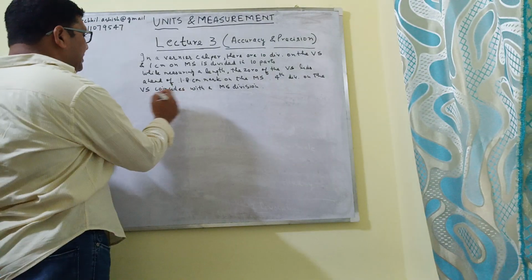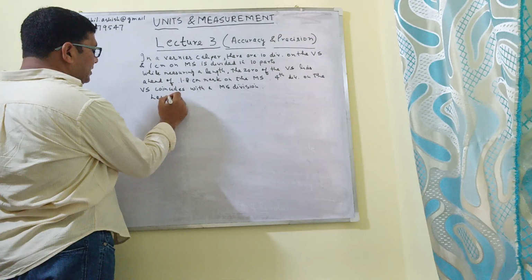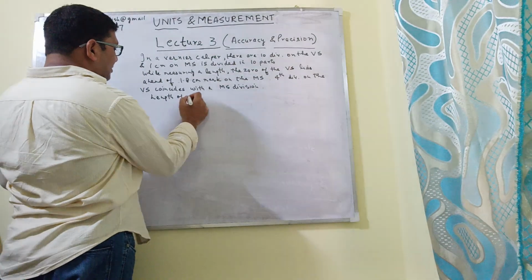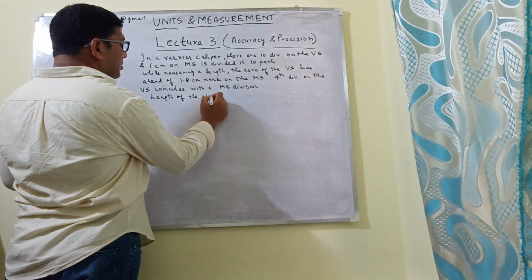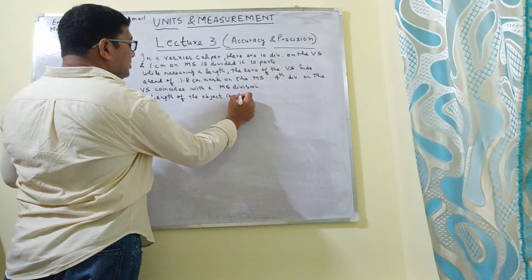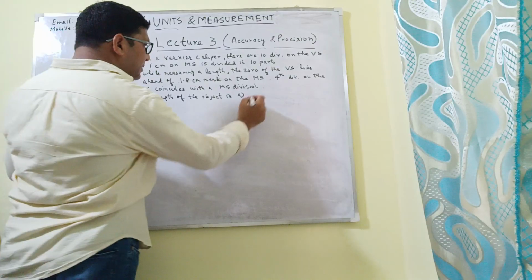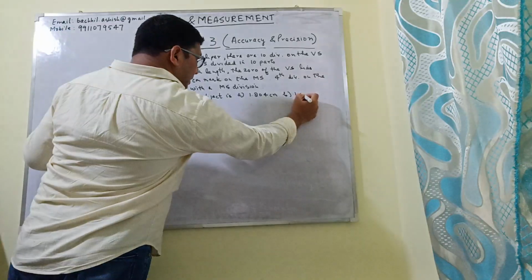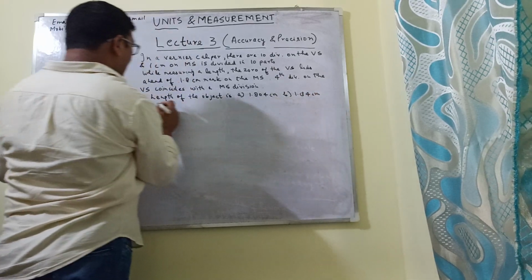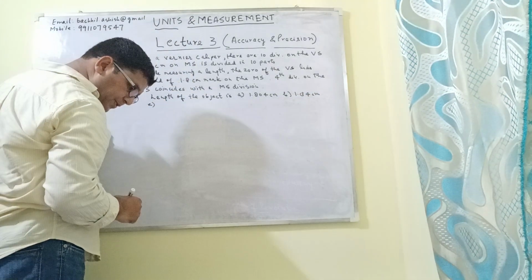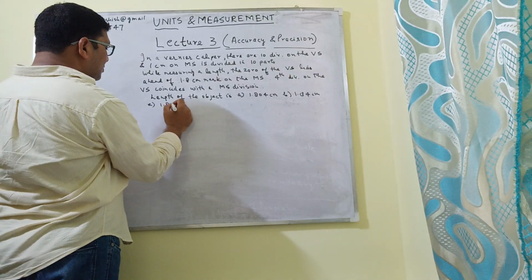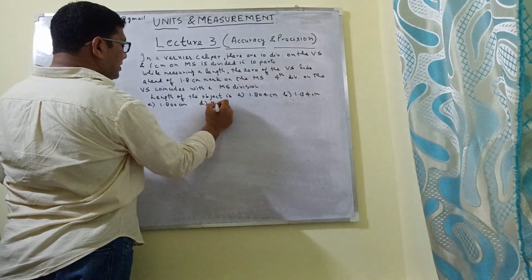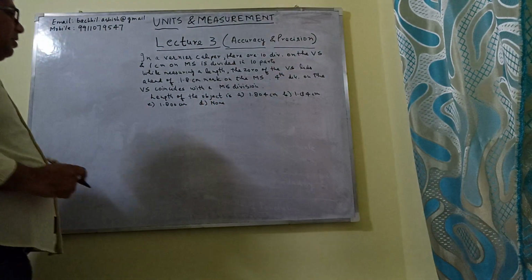So we have to find the answer, and they have given us 4 options. The length of the object is: A is 1.804 centimeter, B is 1.84 centimeter, C is 1.800 centimeter, and the fourth one, D, is none of the above. So this is the question.